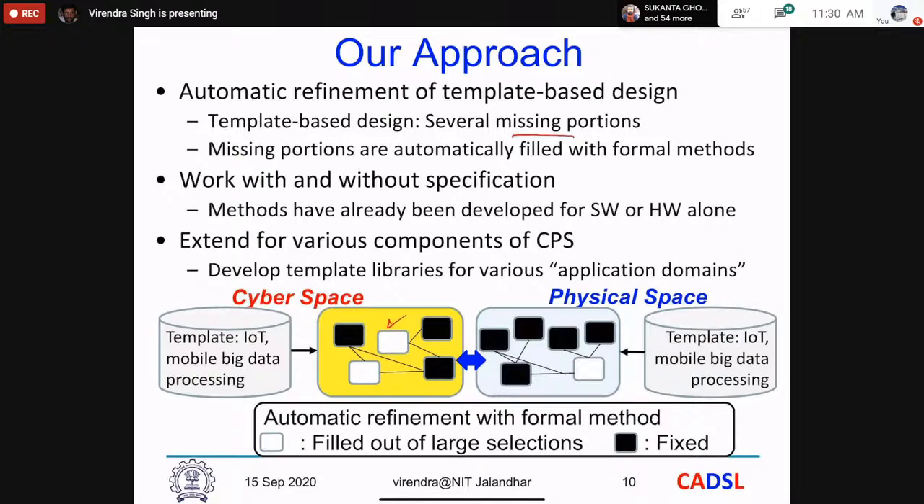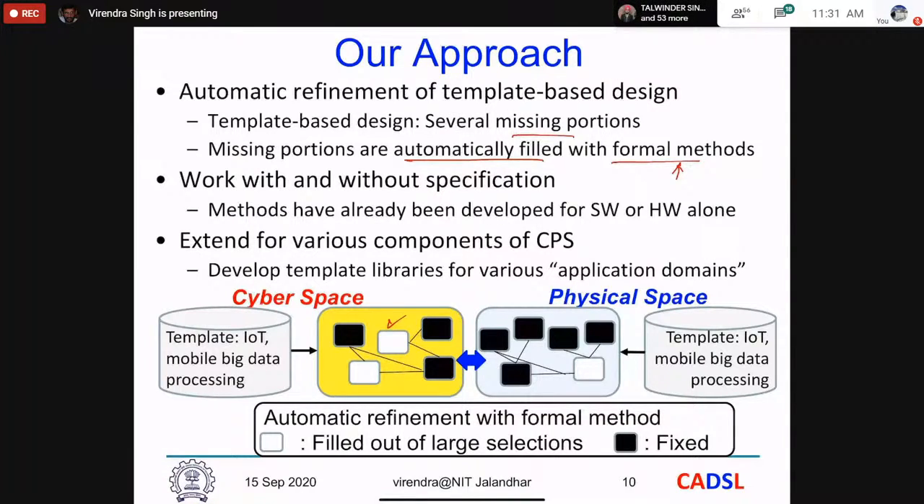So now the aim is to fill this missing portion automatically using formal methods. That is the real challenge, or real problem, that we are working on. This is our current ongoing work. This work, with or without specification, is another thing that we are looking at.